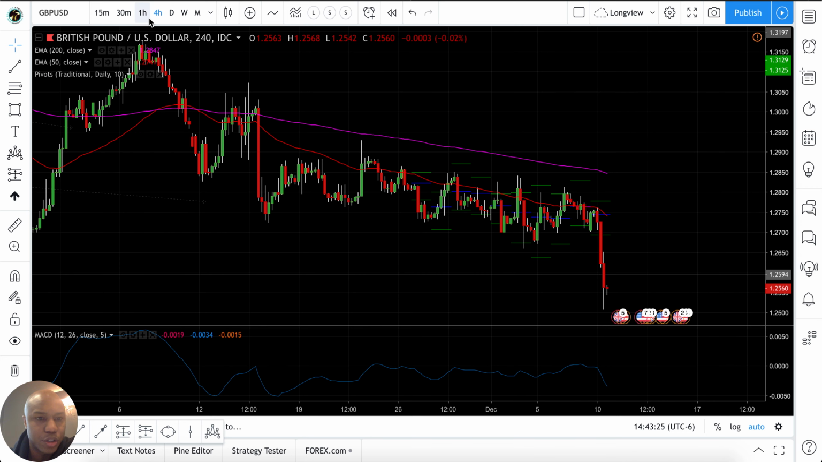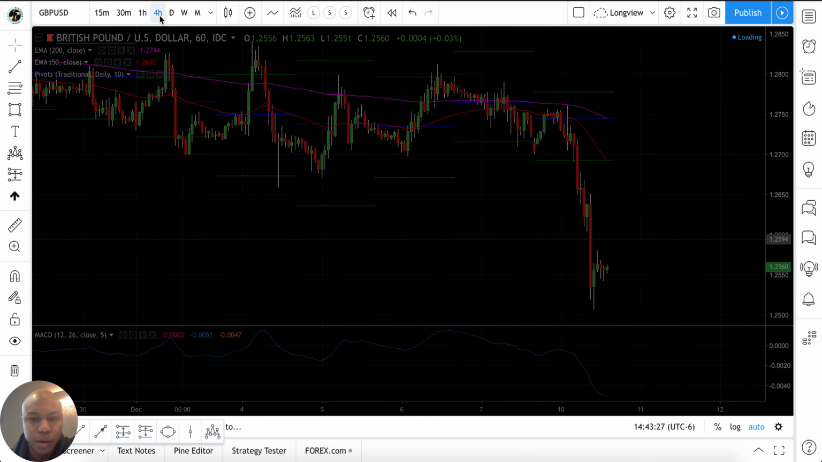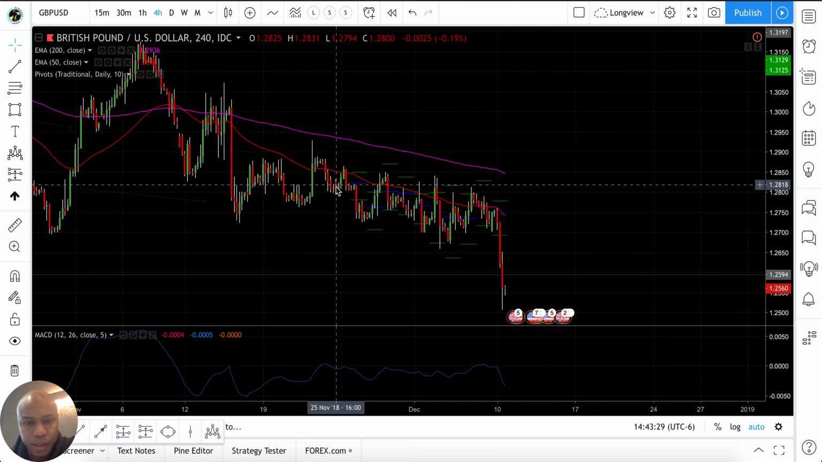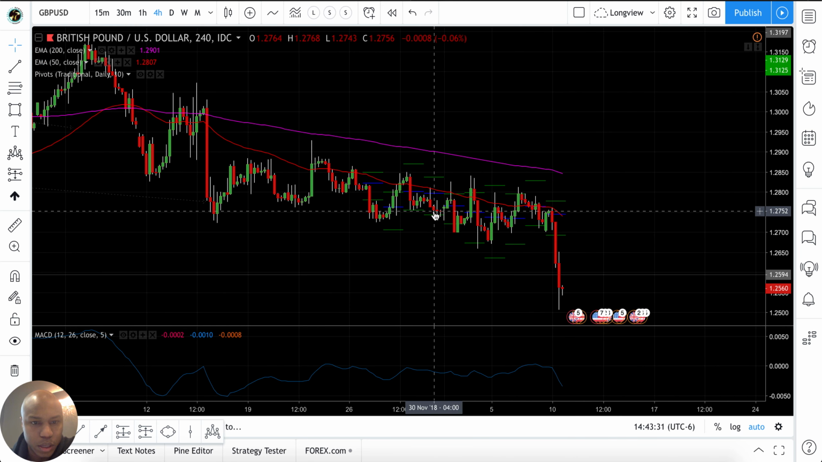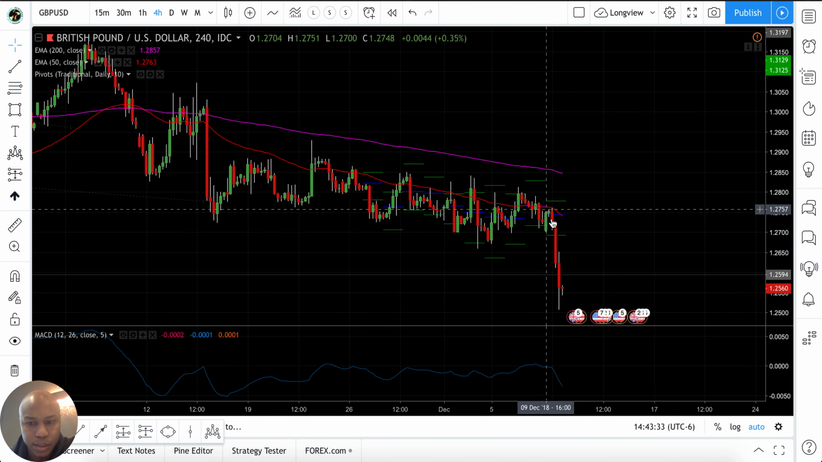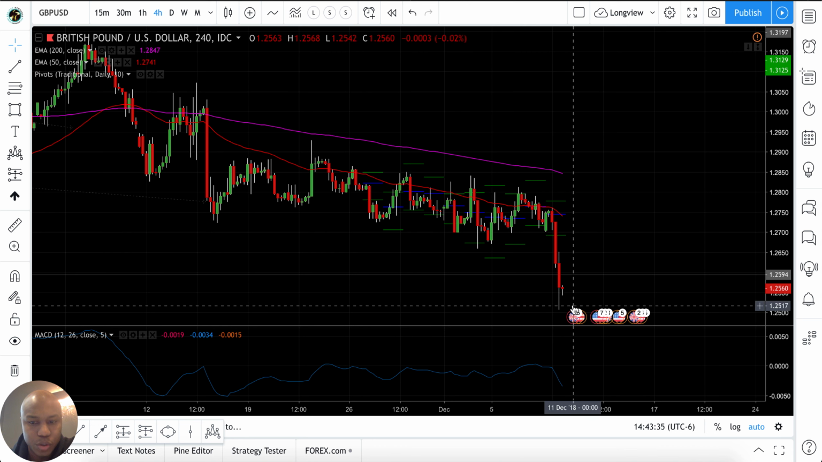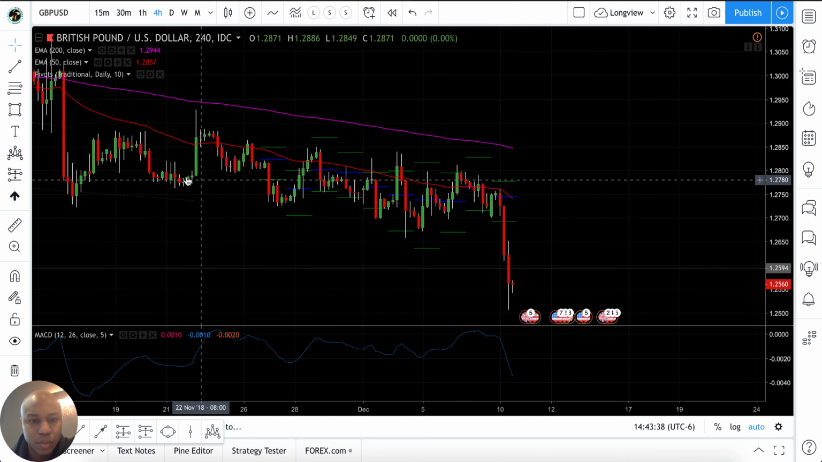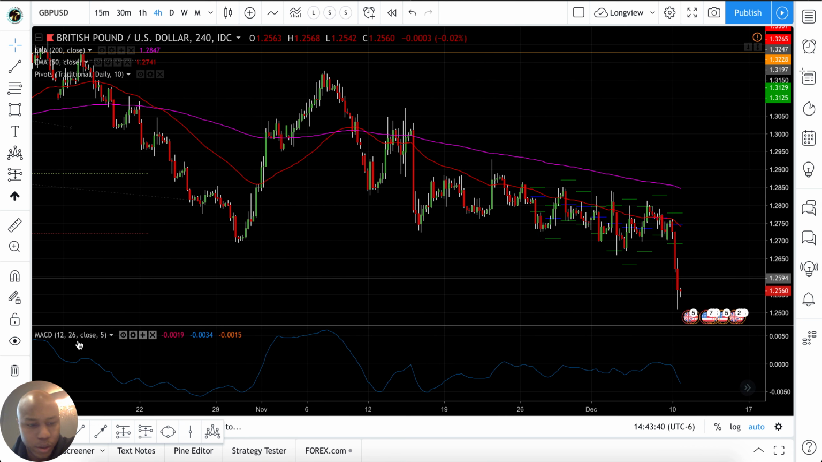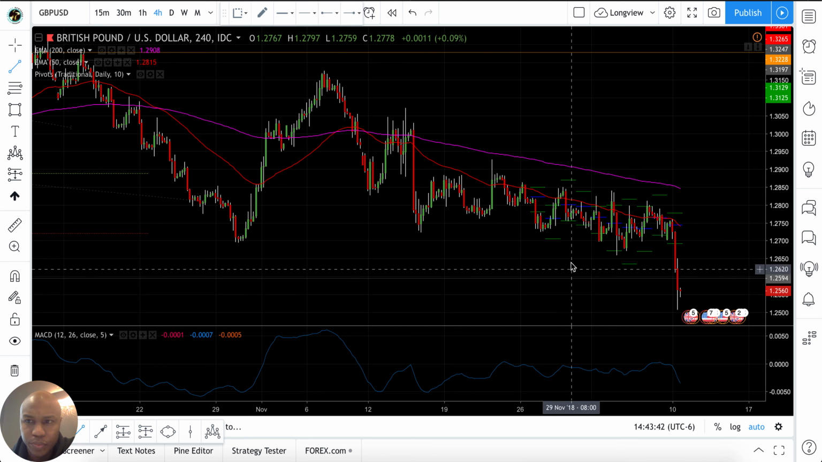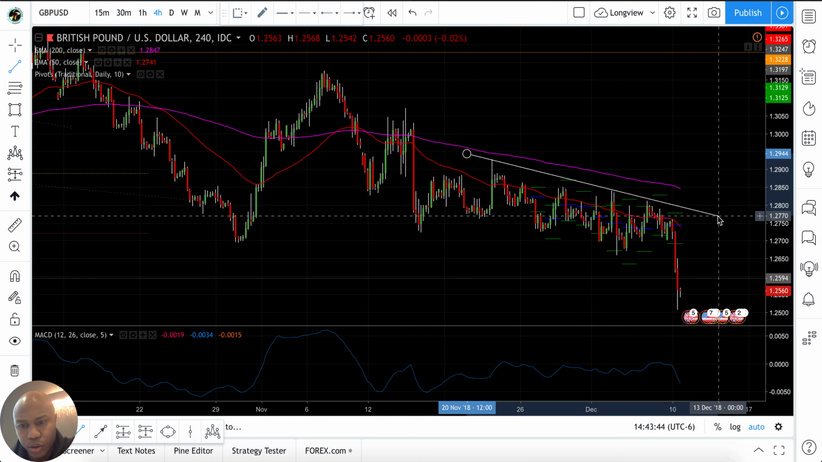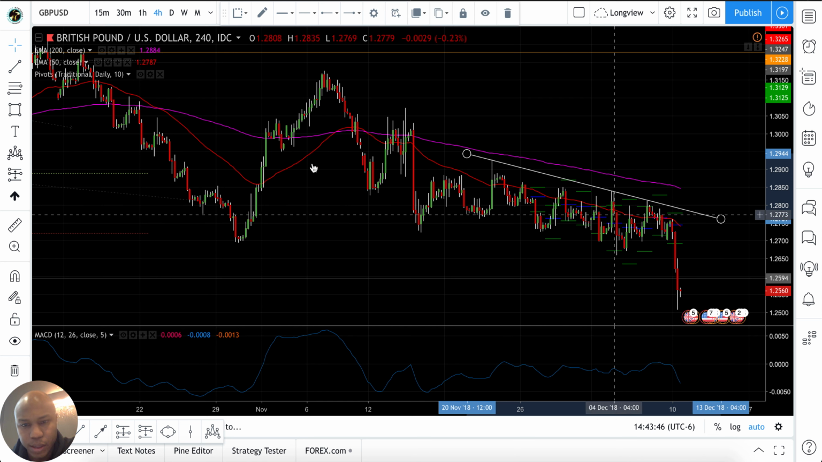Let's get into the intradays. So 4 hour and the 1 hour. If I go to 4 hour, none of this really looks like something that's going to produce a strong movement down. I see a channel here. Let me draw that in. If I draw this channel in, it's something like this.